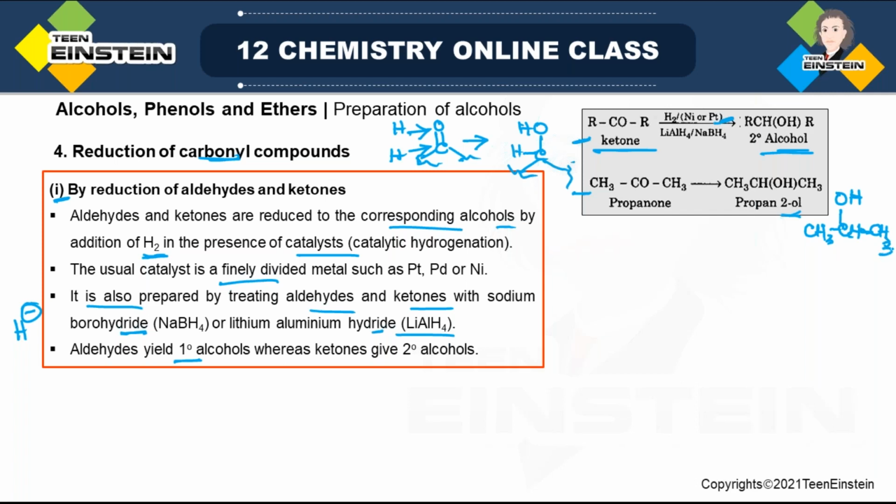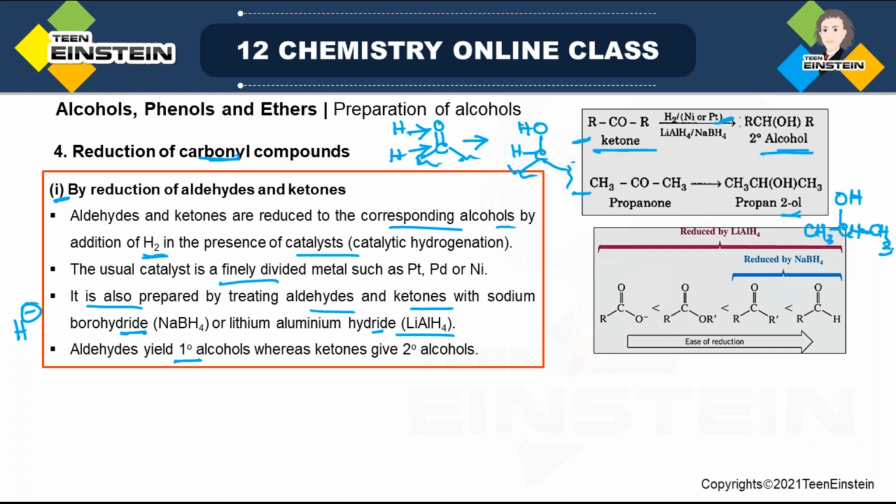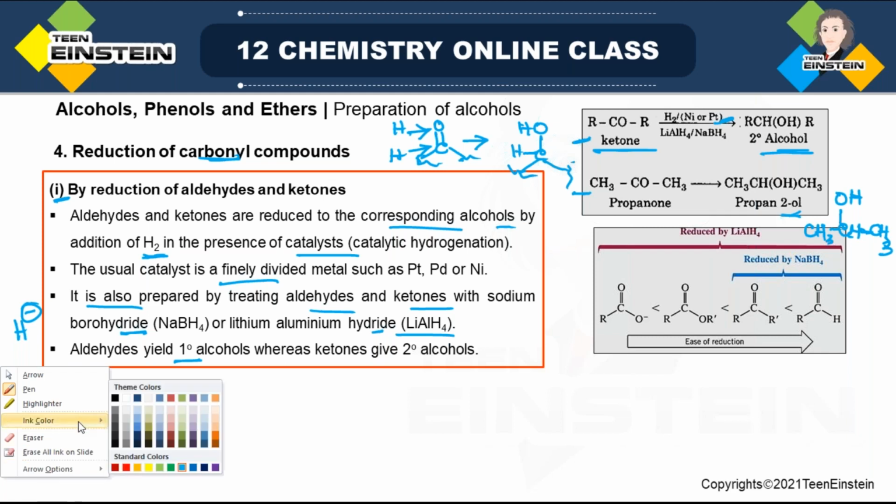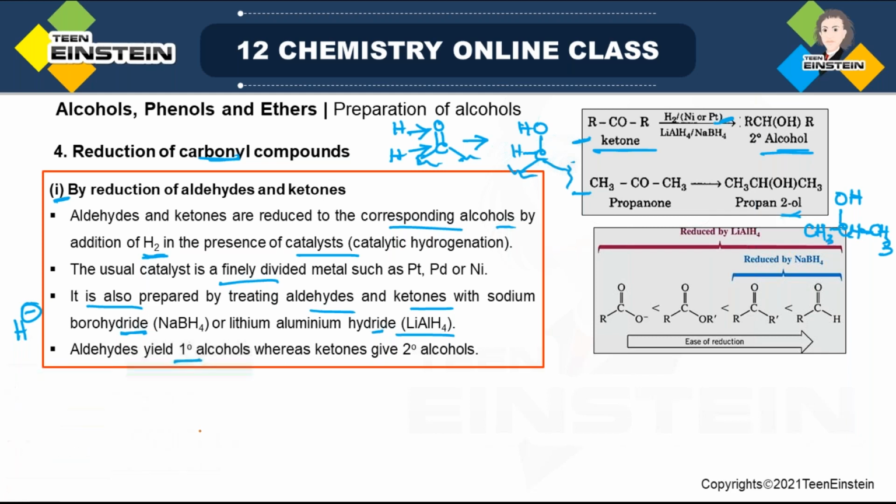So as we have started with ketone, we are getting secondary alcohol. If we compare the reducing capacity of sodium borohydride and lithium aluminium hydride, which one is stronger? Then the answer is lithium aluminium hydride is stronger.